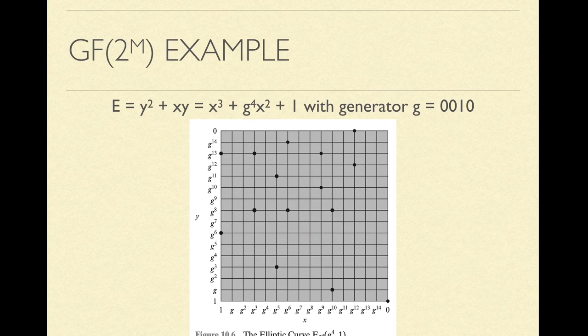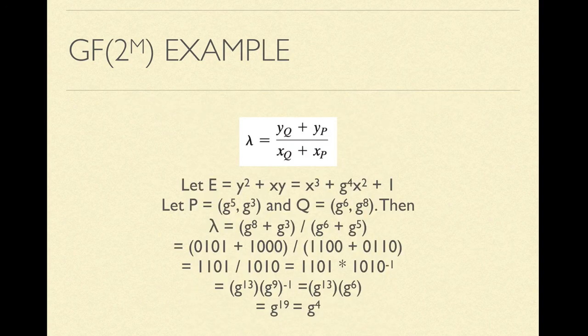They've graphed this with g equals 0, 0, 1, 0, where all of these points are on our curve. And you can see we've lost that symmetry that we had before. So if we want to solve P plus Q, where P equals (g^5, g^3) and Q is (g^6, g^8), then we first solve for our slope, or our lambda. So that will be (yQ plus yP) over (xQ plus xP).